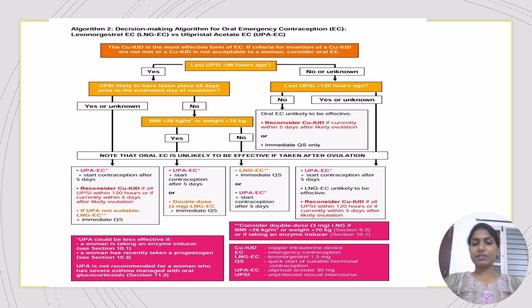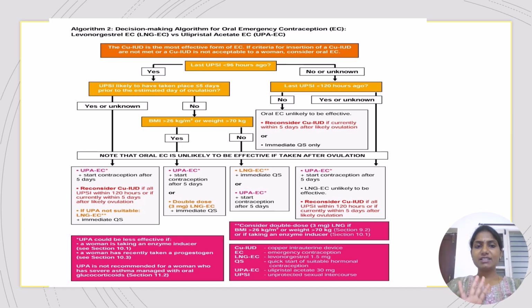If the last oopsie is less than 120 hours, then the only option we have is Copper-T. If we do not want to give Copper-T, then we have to give UPA, because LNG is not effective after 96 hours. So in simple terms, I will tell you, you remember, first method of choice is Copper-T. If Copper-T is contraindicated, then we have to choose between UPA and LNG.